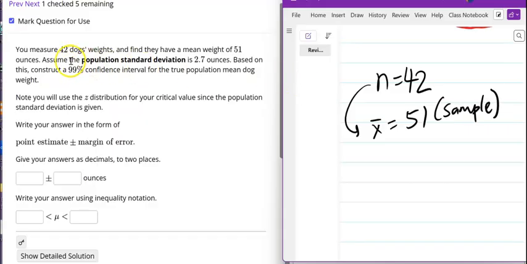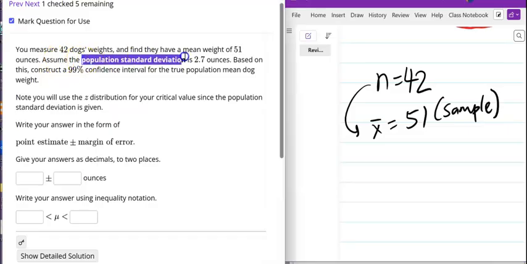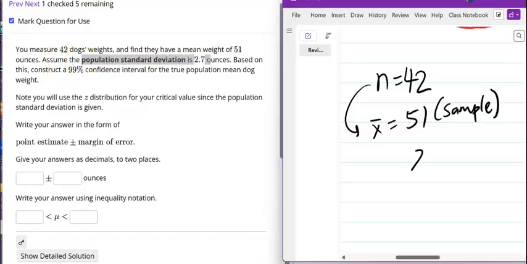And you assume that the population standard deviation is 2.7. Remember that 2.7 is a standard deviation, but not for the sample. It's from the population, so you call it sigma here. If this were the sample standard deviation, we could call it s here, but this is not the sample standard deviation. This is the given population standard deviation, 2.7. That's why we put that as sigma. Okay. Construct a 99% confidence interval.